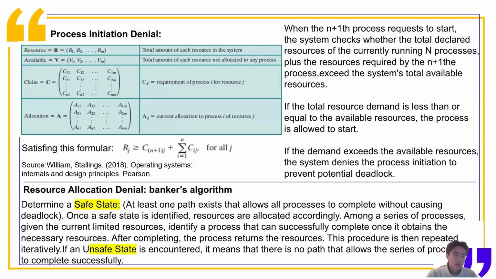Here is the reference from the textbook and the specific test content. And here you can see a very simple logic for these methods. And the next one is resource allocation denial. It uses the banker's algorithm. This involves two states: the first is the safe state and the other one is the unsafe state.